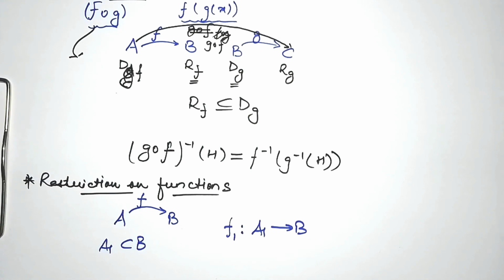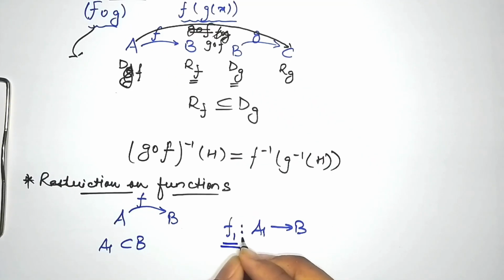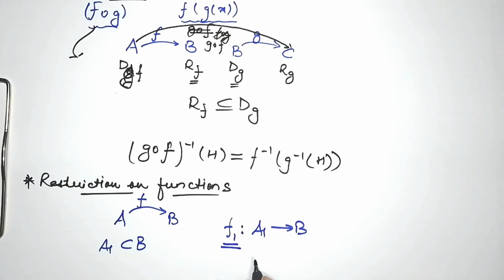And this is said to be a restriction. So this function f1 is said to be a restriction of f on the set A1. I hope you understand what a restriction means.